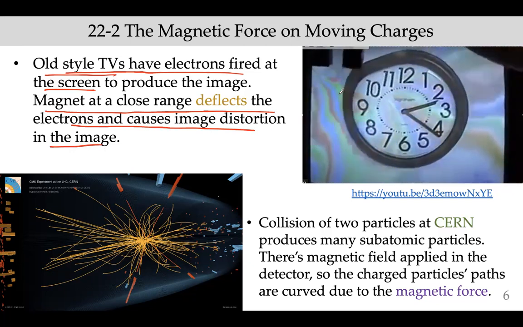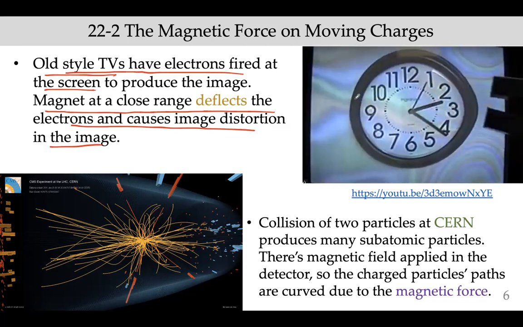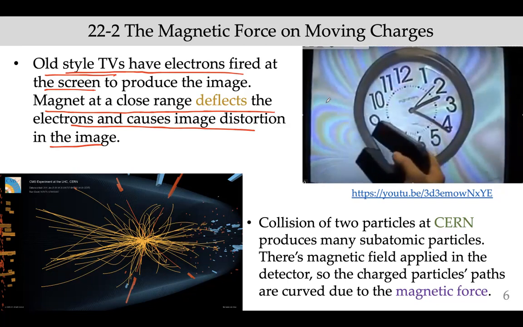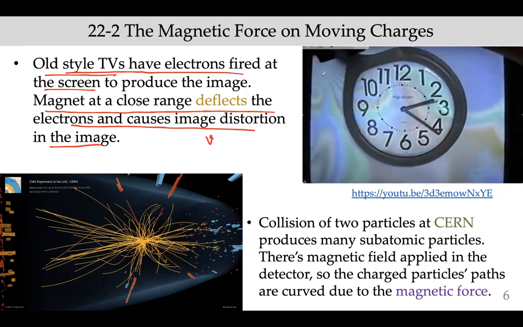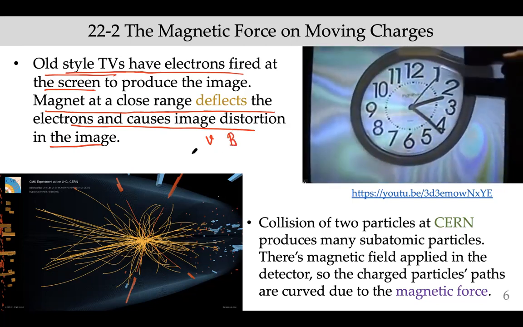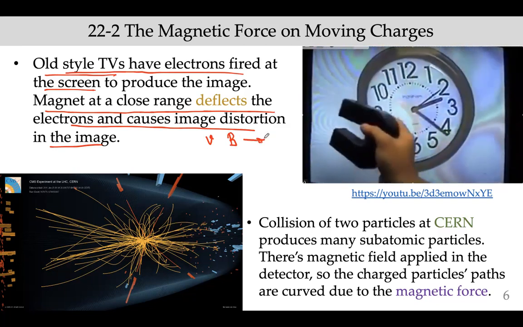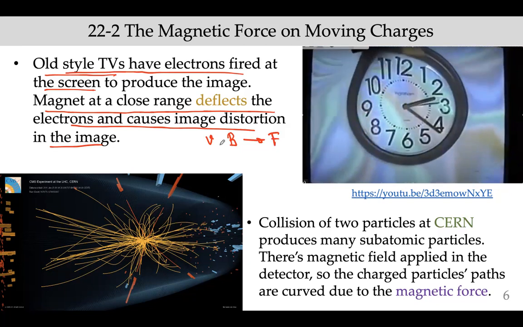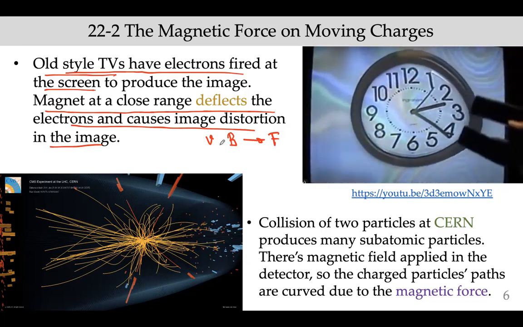Notice that the electrons are fired and they hit the screen with some velocity, right? They have some velocity. And what happens if the electrons have velocity? And if you also produce a magnetic field with the bar magnet, these two give you the force. So the force deflects the electrons, and then that causes distortion in the image.